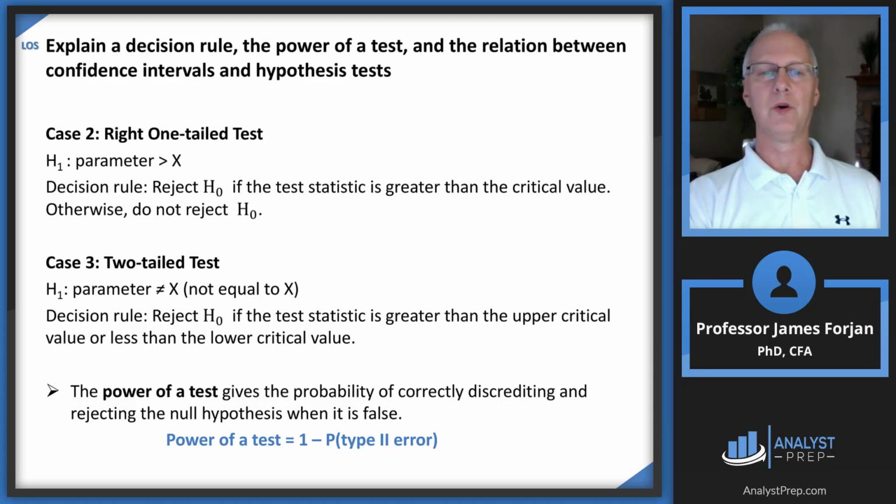And what we're really going to do is just compare two numbers. So the concluding statements that we make are going to be based on the relationship between the test statistic and the critical value, and it's really a determination of which one is greater than the other. Now, the power of the test gives the probability of correctly rejecting the null hypothesis when it is false.